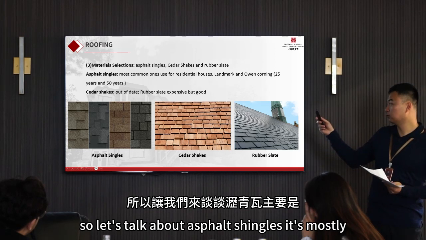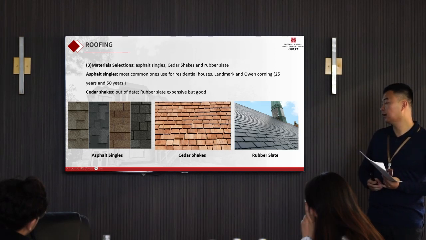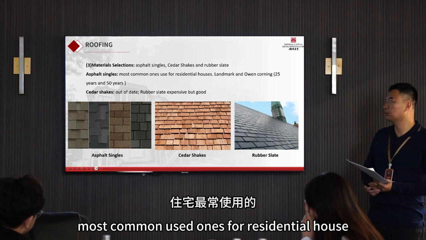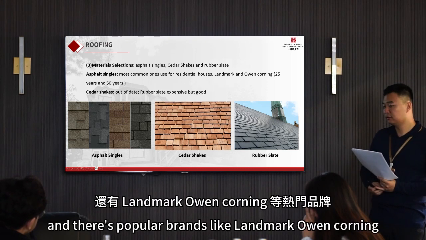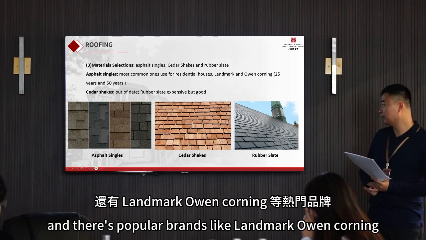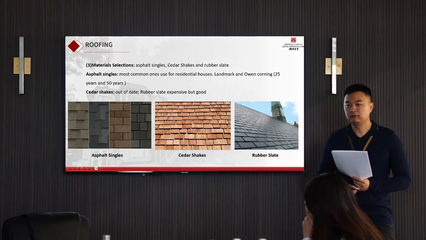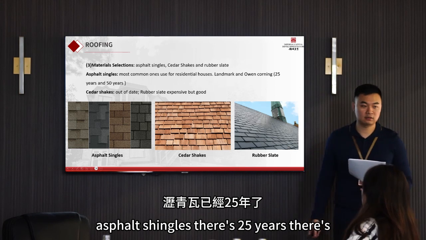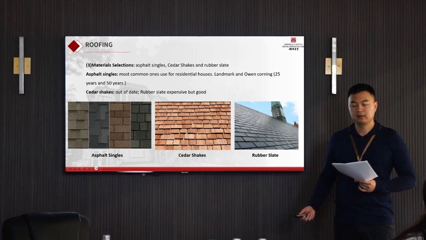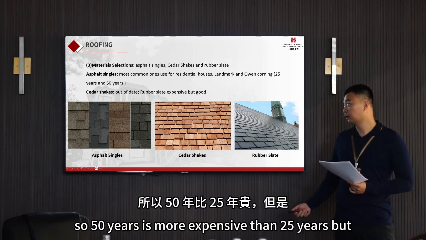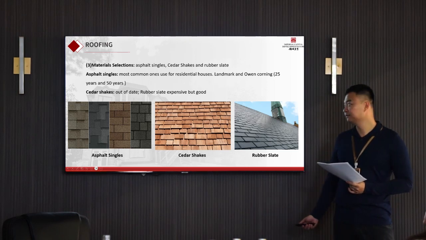So let's talk about asphalt shingles. It's the most commonly used one for residential houses. And there's popular brands like Landmark and Owens Corning, and there's different levels of asphalt shingles. There's 25 years, there's 50 years. So 50 years is more expensive than 25 years, but lasts longer.